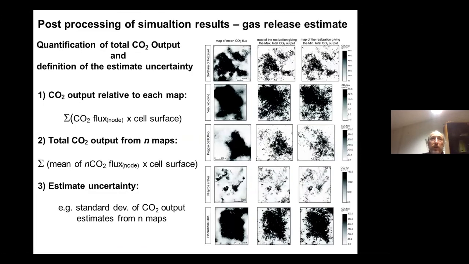So this series of maps can also be used to estimate the total release from the area. For example, we can compute the carbon dioxide flux associated with each map, multiplying the estimated values by the area of the cell of the model, and we can also estimate the uncertainty in our total estimation, taking, for example, the standard deviation of the total gas flux resulting from a series of maps. So we can, for example, estimate the total flux from 100 equiprobable simulations, and we can define the average flux and the standard deviation of this computed average flux, which gives us an idea of the uncertainty of our estimation.